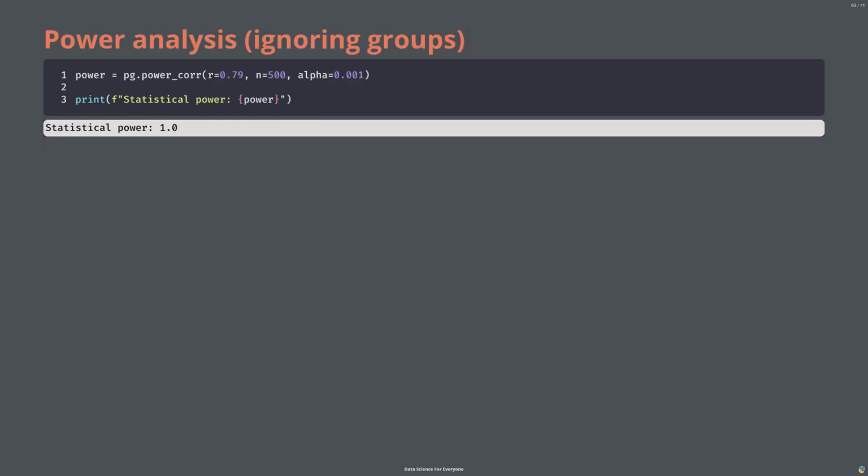Lastly, we run a power analysis for the correlation test using the power_cor function from the pingouin package. We provide the correlation coefficient 0.79, sample size 500, and significance level of 0.001. This calculates the statistical power of the test. In this case, the power is 1. A power of 1 indicates a very high likelihood of detecting a true effect, supporting the reliability of our conclusion.